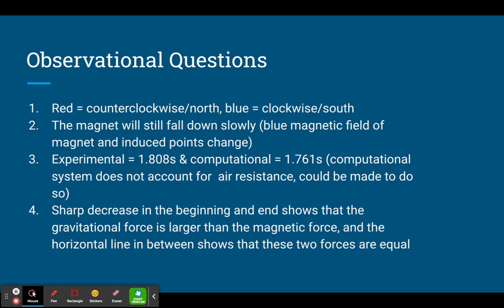Next, the experimental time was found to be 1.808 seconds, and the computational was found to be 1.761 seconds. This difference can be attributed to the fact that the computational system does not account for air resistance, but it could be improved upon to do so. Finally, the sharp decrease in the beginning and end of the graph shows that the gravitational force is larger than the magnetic force, and the straight horizontal line in between shows that these two forces are equal.